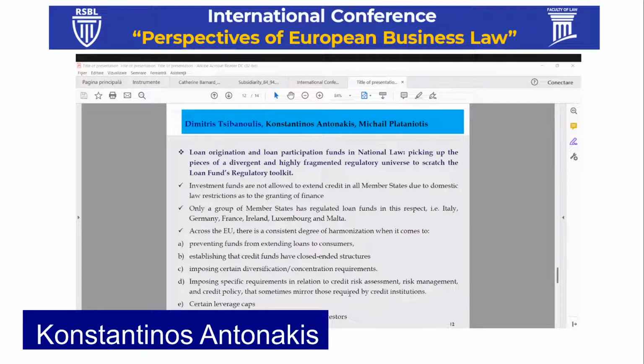The fifth axis is going to be the risk retention mechanism, which is expected to impose on the managers of loan originating funds the obligation to ensure at all times that the fund it manages retains 5% of the notional value of the loans it has originated and subsequently sold on the secondary market.